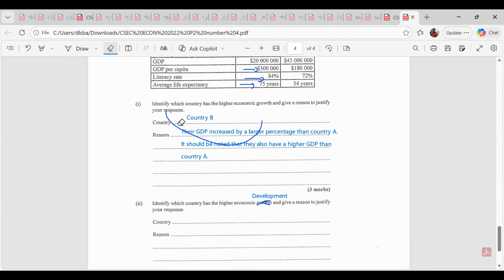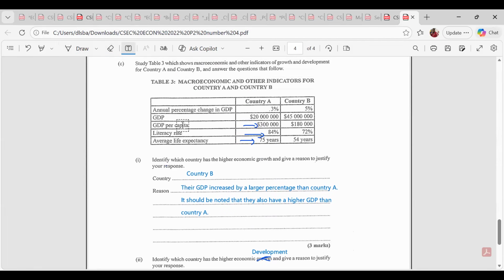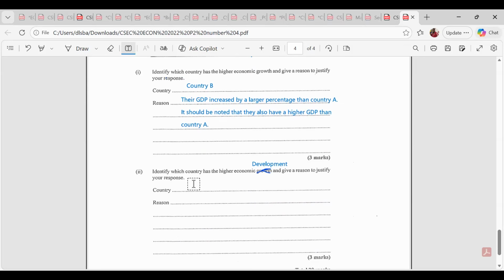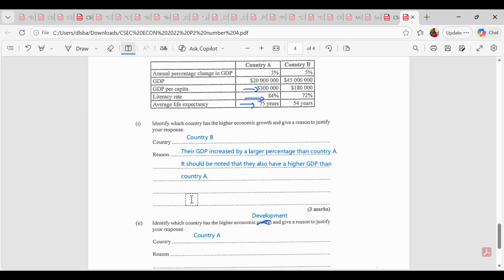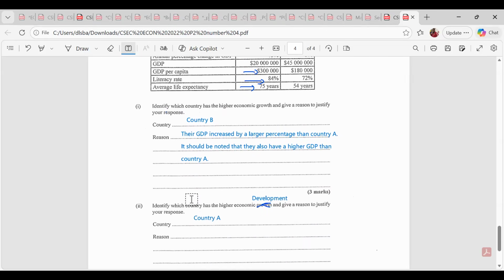Excuse me, sir. Yeah? Would this be something like absolute advantage and comparative advantage? No, that would be something different. Comparative advantage looks at who could produce a product with lower opportunity cost. And absolute advantage is who could produce more of a product using the same resources. So that's something different. We will be looking at that too. Don't worry. So country A would have the higher economic development because of their GDP per capita, their literacy rate, and their average life expectancy.